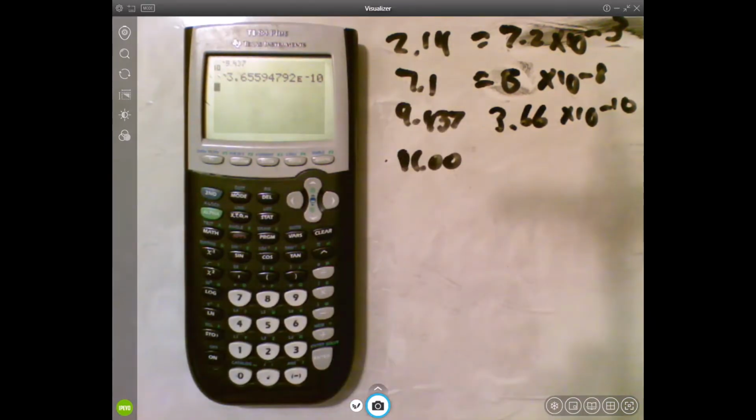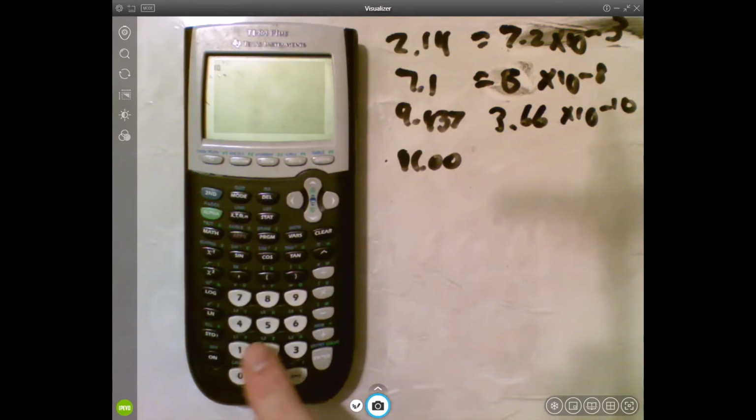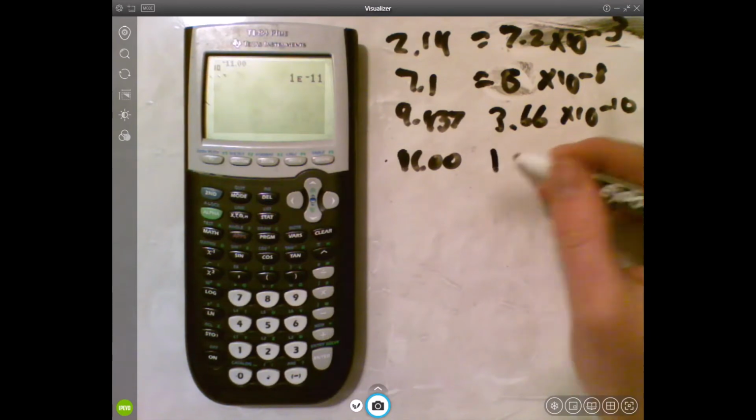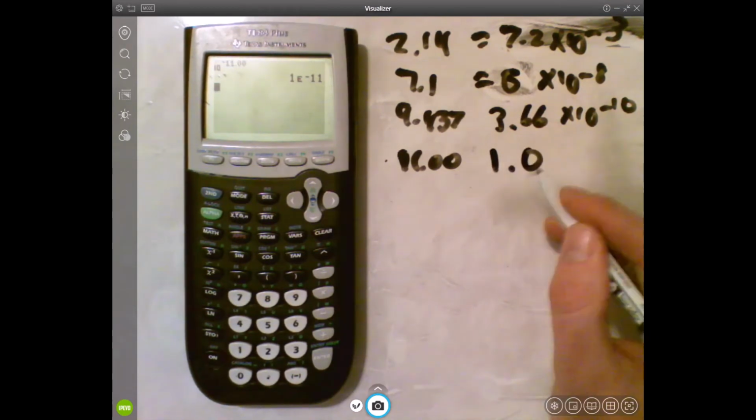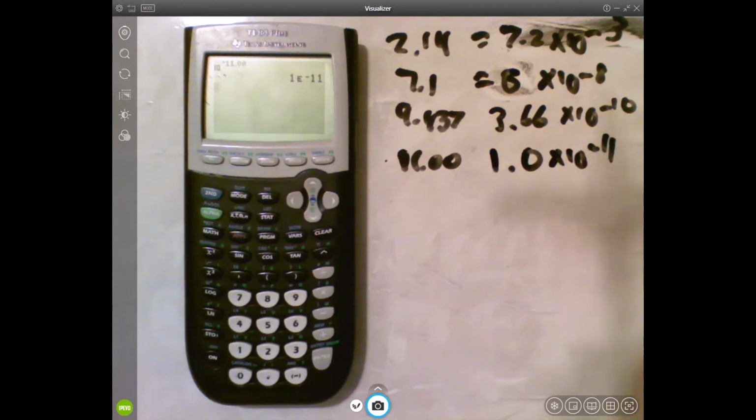And then the last one, second log, negative 11.00. And that would give us 1.0, because we want 2 sig digs, because we have 2 numbers after the decimal place, times 10 to the negative 11. And all these should say moles per liter on them. Okay, so that's how you would do those.